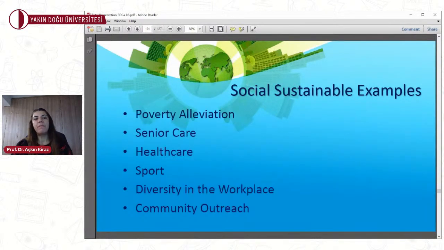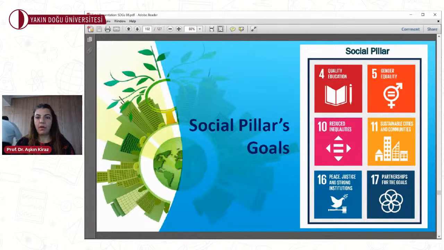I put here some example titles. Maybe they can give you different ideas. For example, poverty alleviation, senior care, healthcare, sport, diversity in the workplace, community outreach. This can be in social sustainability. There are 6 goals on the social pillar, as you see here. Now I want to explain them one by one.